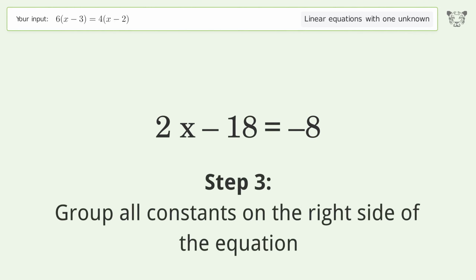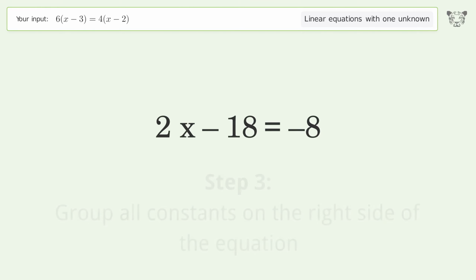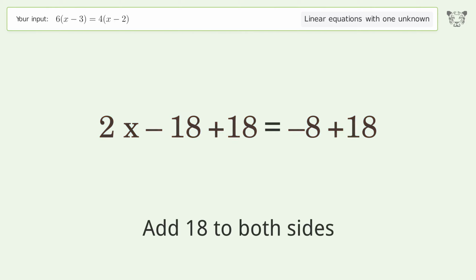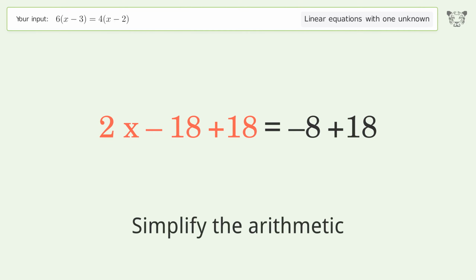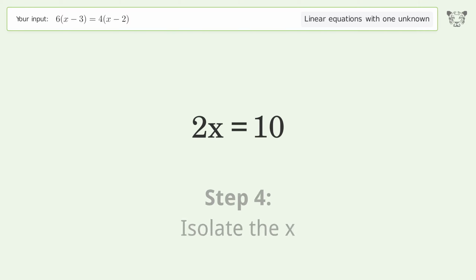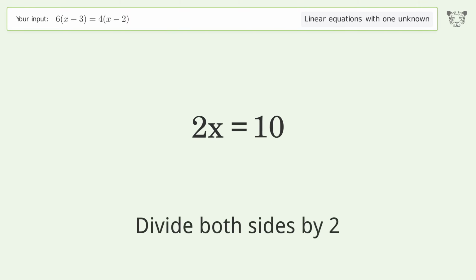Group all constants on the right side of the equation. Add 18 to both sides. Simplify the arithmetic. Isolate the x. Divide both sides by 2.